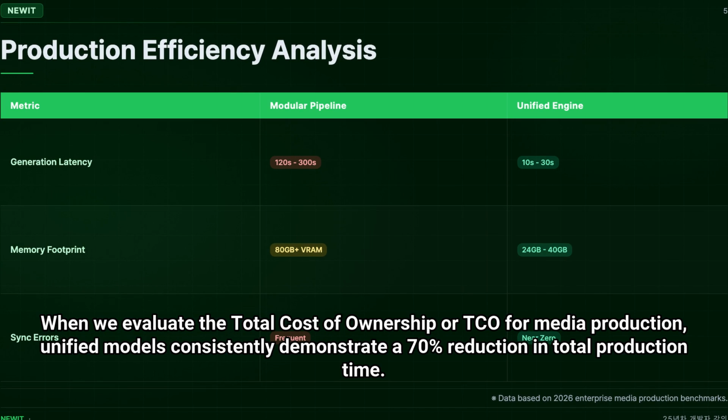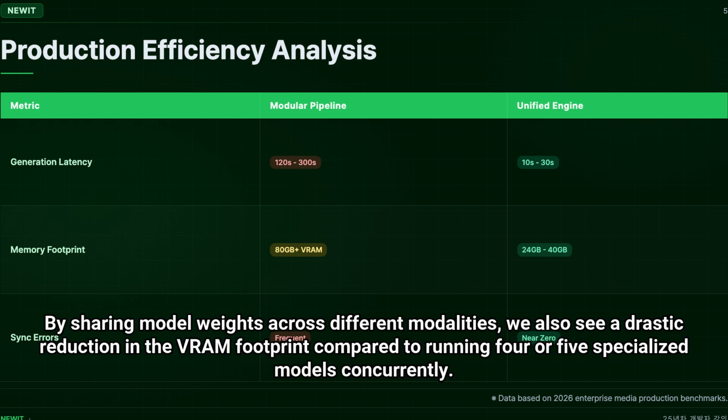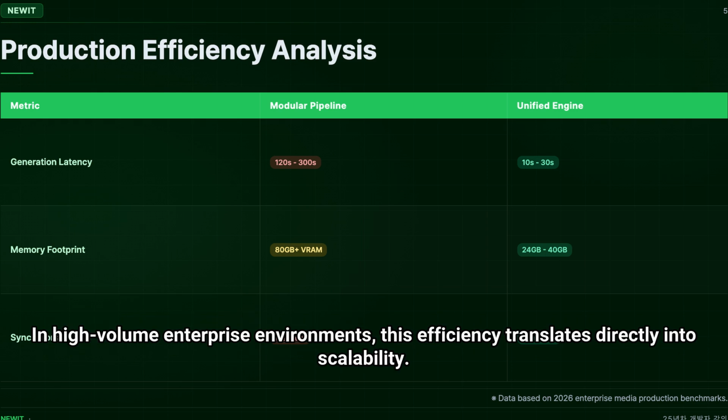The move to unified architectures is driven by hard data on resource efficiency. When we evaluate the total cost of ownership or TCO for media production, unified models consistently demonstrate a 70% reduction in total production time. By sharing model weights across different modalities, we also see a drastic reduction in the VRAM footprint compared to running 4 or 5 specialized models concurrently. In high-volume enterprise environments, this efficiency translates directly into scalability.